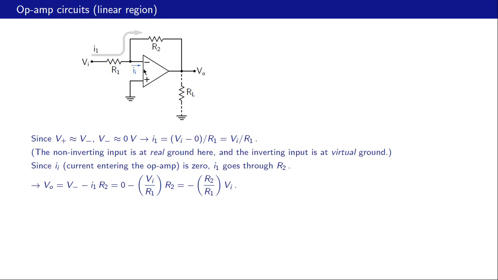V minus, as we saw earlier, is nearly equal to V plus, which is 0, and I1 is Vi by R1. So that tells us that VO is 0 minus I1, which is Vi by R1 times R2, and that turns out to be minus R2 divided by R1 times Vi. So VO is proportional to Vi, and if R2 by R1 is larger than 1, then we have an amplifier. And the relationship between Vi and VO has a negative sign. That means they are out of phase.